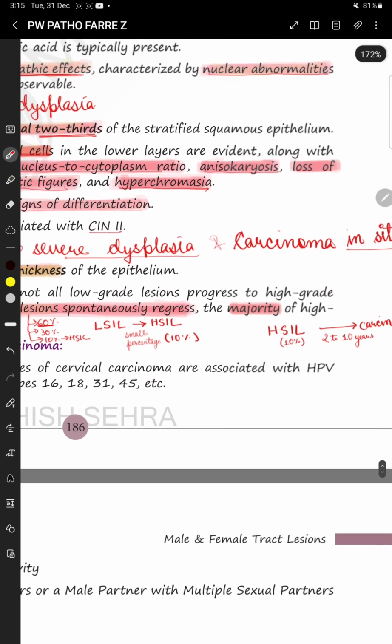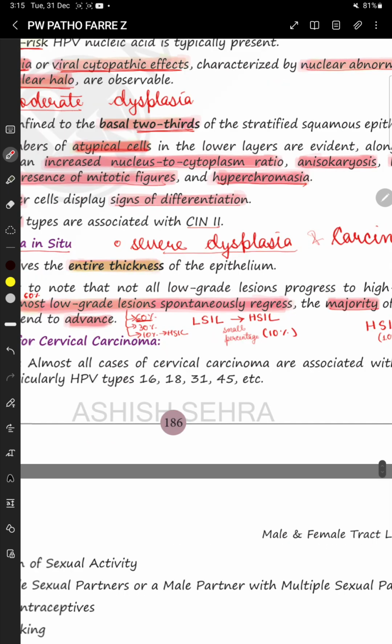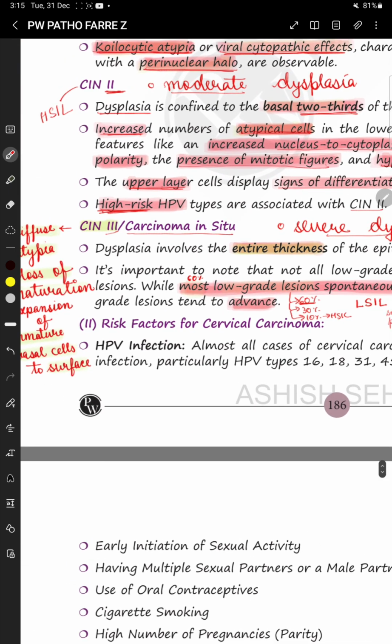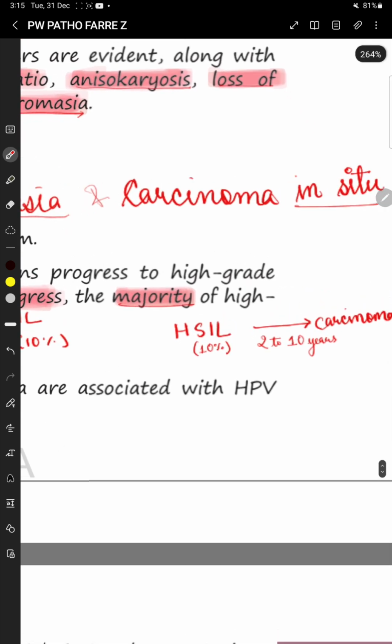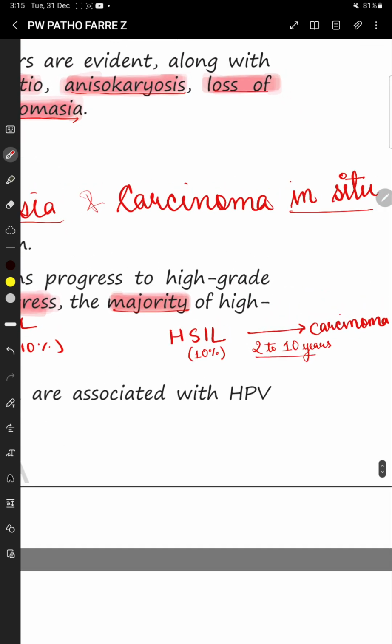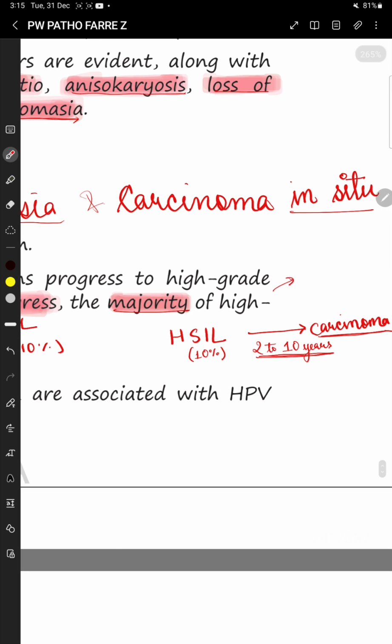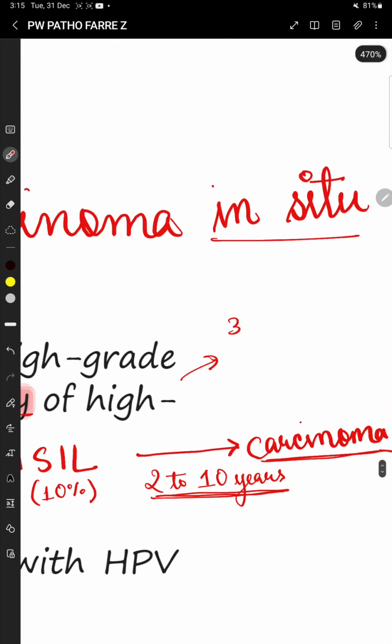वहीं जो high grade lesions होते हैं, majority of the high grade lesions they tend to advance. ठीक है, high grade lesions within 2 to 10 years can be converted to carcinoma. They have a higher risk of getting advanced. High grade lesions में 2-year follow-up में 30% regress करता है, 60% persist करता है and 10% have the chance to convert into carcinoma within 2 to 10 years.